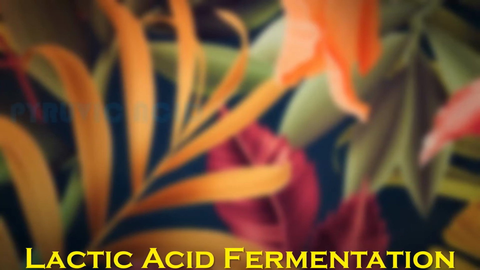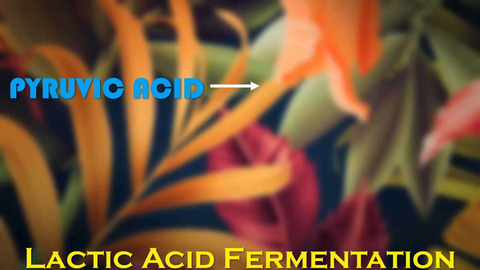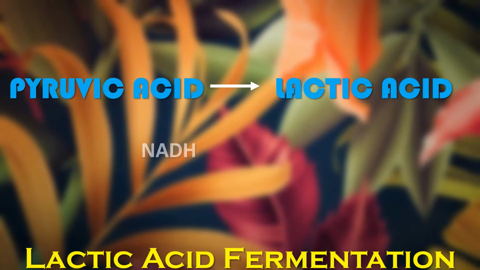In lactic acid fermentation, pyruvic acid is converted to a chemical called lactic acid. The process changes NADH back to NAD+, so that glycolysis can continue and produce the 2 net ATP. Fermentation itself doesn't create any ATP, it's just keeping the glycolysis running.